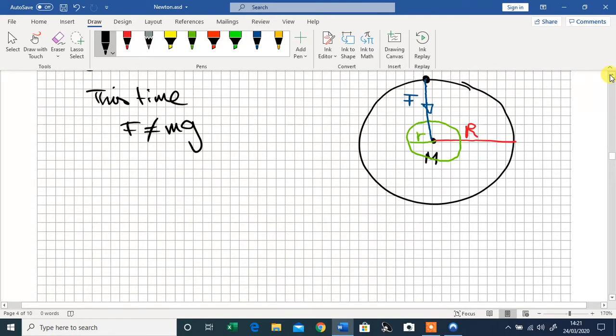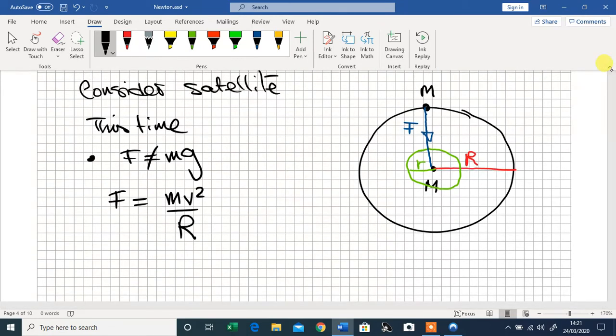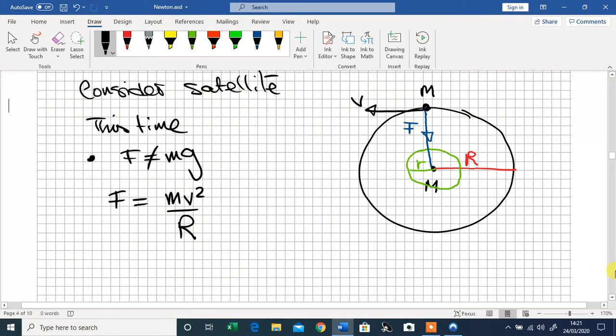still two forces, but the equivalent force to F equals mg is actually F equals mv squared over big R. And V is the velocity of the satellite, and it's actually the tangential velocity, and we take it to be a scalar. So let me see, how many equations have I listed? So we're on to equation 4 now.